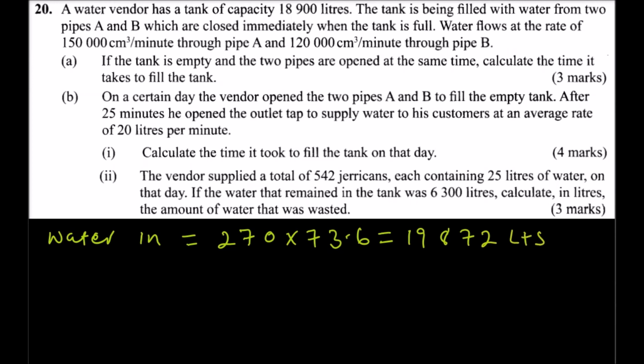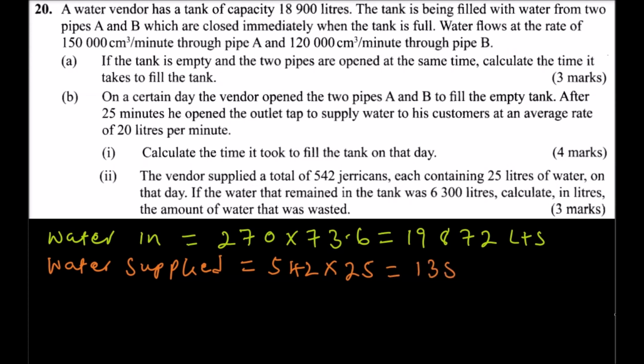So we can say water in the tank is equal to, the pipes were supplying at a rate of 270 liters per minute, you multiply by 73.6, and that should give you 19,872 liters. Now once you get that, we can calculate water supplied, which is 542 jerrycans, each jerrycan was 25 liters, so this is equal to 13,550 liters.